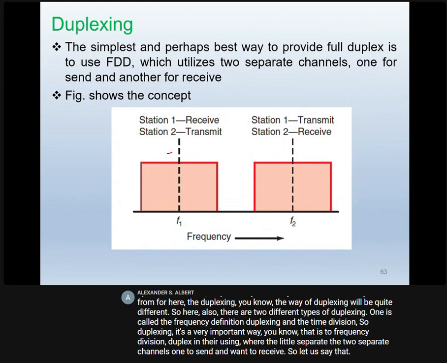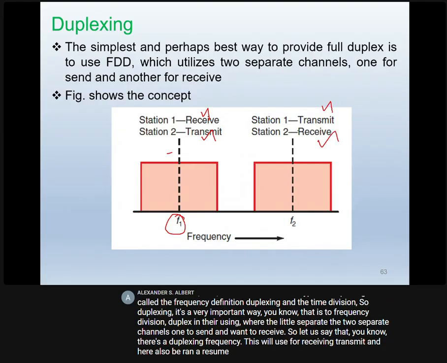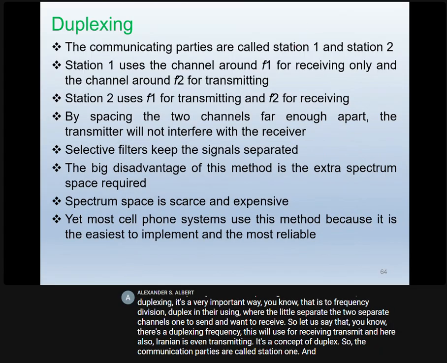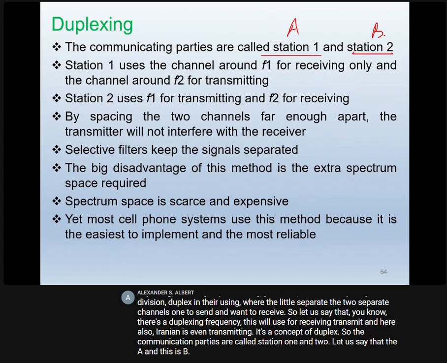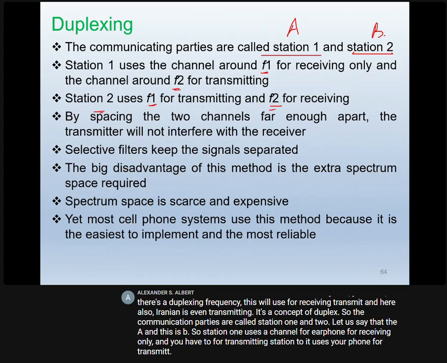So let us say there's a duplexing frequency. This will be used for receive and transmit, and here also we have receive and transmit. That's the concept of duplexing. The communication parties are called station one and two. Let us say this is A and this is B. Station one uses channel F1 for receiving only and F2 for transmitting. Station two uses F1 for transmitting and F2 for receiving.